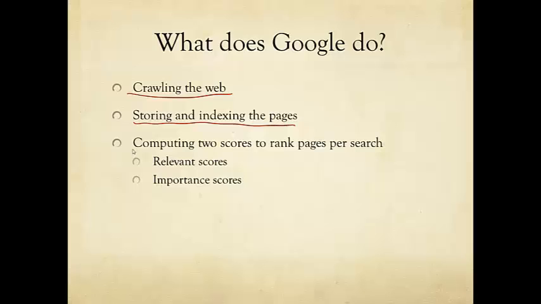And then it would need to compute, in fact, 2 rather than just 1 scores, and then rank the pages and then display them for each search. 1 score is what we were talking about, the importance score, and that will be the sole focus in today's lecture. But there is also a relevance score.